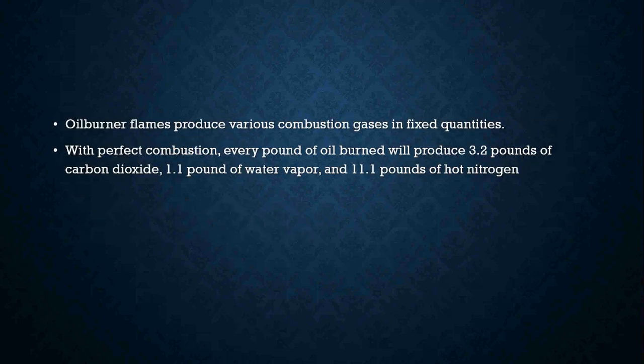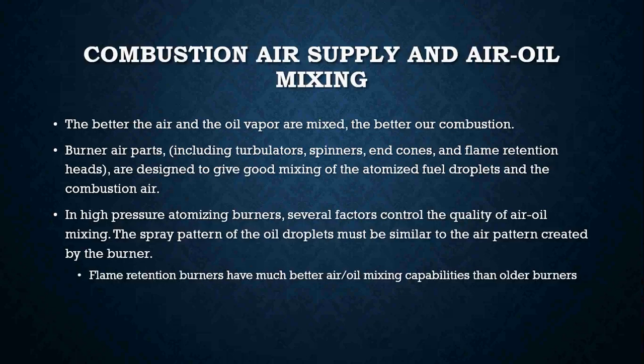Okay, oil burner flames produce various combustion gases in fixed quantities. With perfect combustion, every pound of oil burned is going to produce 3.2 pounds of carbon dioxide, 1.1 pounds of water vapor, and 11.1 pounds of hot nitrogen. So with combustion air supply and mixing, the better the air and the oil vapors are mixed, the better the combustion is going to be.